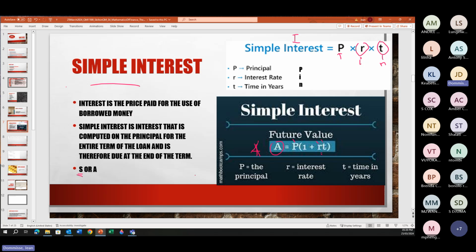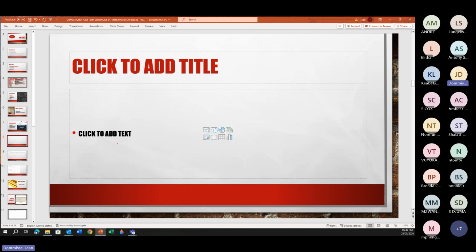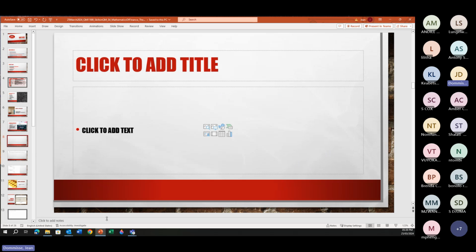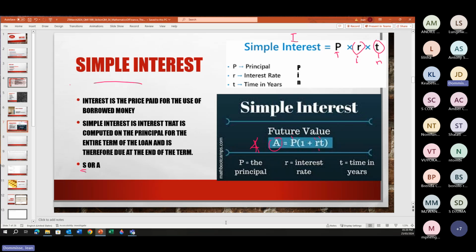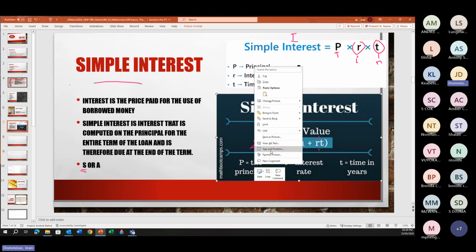Okay, they might also ask you to manipulate the formula. So, let's quickly just show you how to do that. I just want to make this one clear, and then I want to quickly just copy that over.